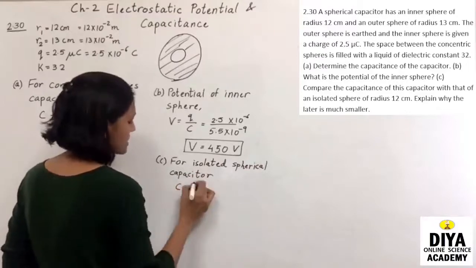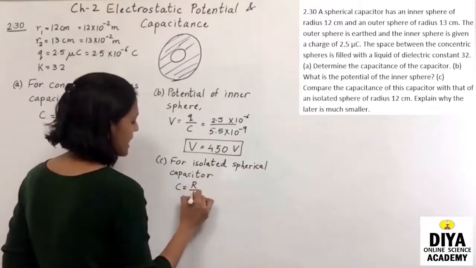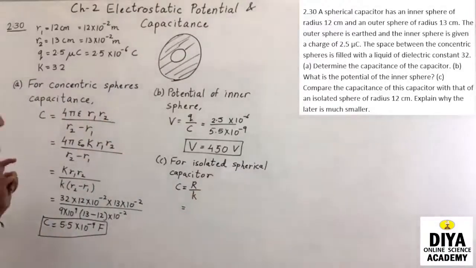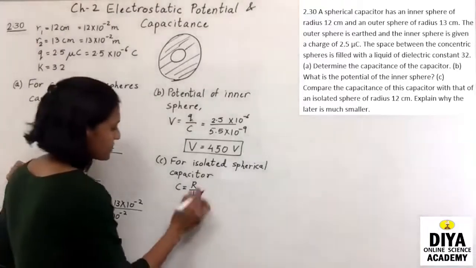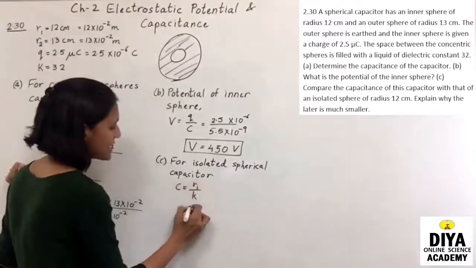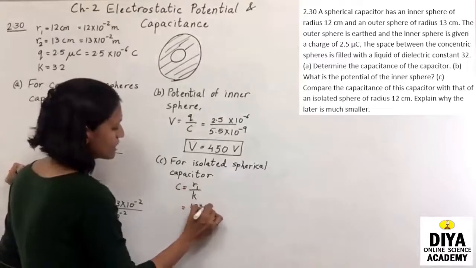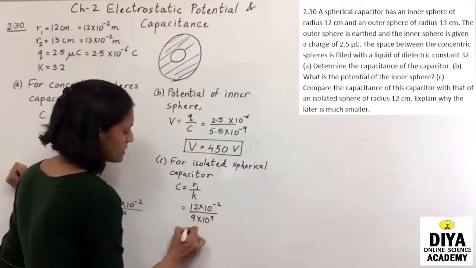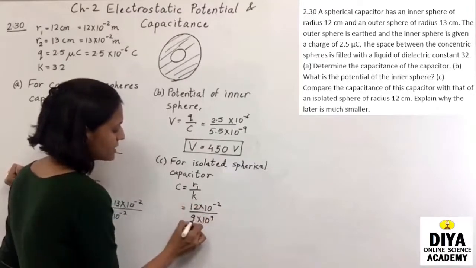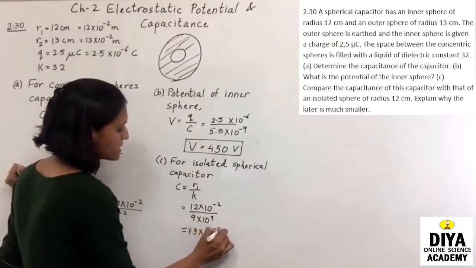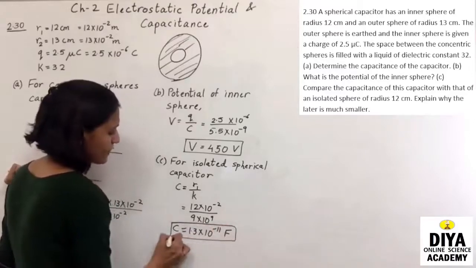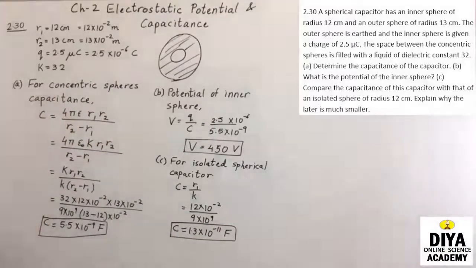is C equals capital R upon K, the radius of that 12 centimeter sphere. So here I will be writing R1 by k. R1 is 12 into 10 raised to minus 2, k is 9 into 10 raised to 9. So that will be 4 by 3, so 1.3 into 10 raised to minus 11 farad capacitance. So these are the answers.